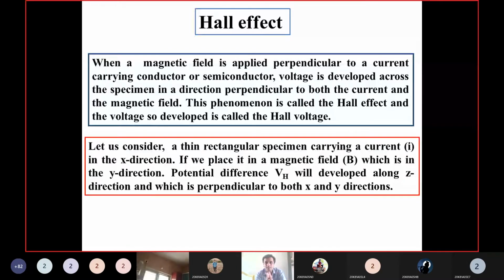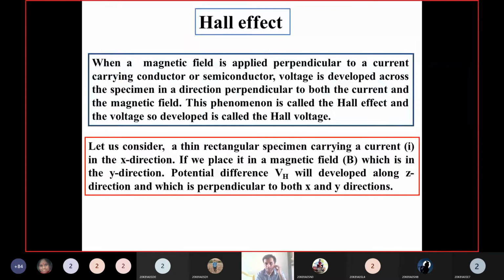Now we are discussing the Hall effect, which is one application. First, the definition. When a magnetic field is applied perpendicular to a current carrying conductor or semiconductor, a voltage is developed across the specimen in a direction perpendicular to both the current and the magnetic field. This phenomenon is called the Hall effect, and the voltage developed is called the Hall voltage.